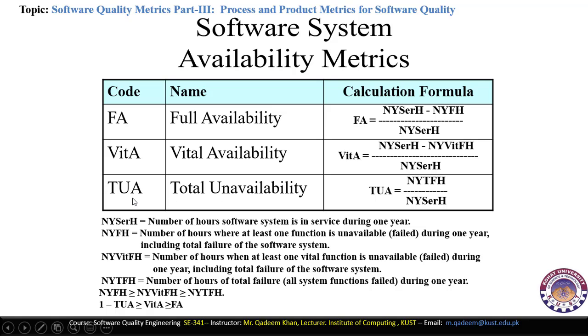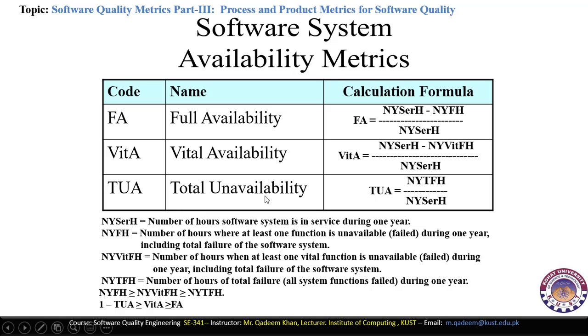Similarly, we have the TUA metric, that is total unavailability. This metric is used for a product when it suddenly fails and fails forever. So when it gives us particular values, based on those values we identify that the software has failed totally while using the system.